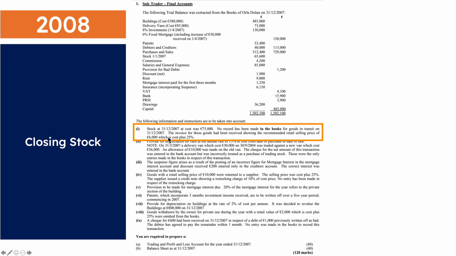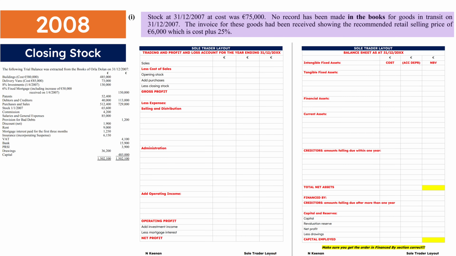2008. Stock at 31st the 12th 2007 at cost were €75,000. No record had been made in the books for goods in transit on the 31st of the 12th 2007. The invoice for these goods had been received showing the recommended retail selling price of 6,000, which is cost plus 25%. Okay, so how's this going to look?